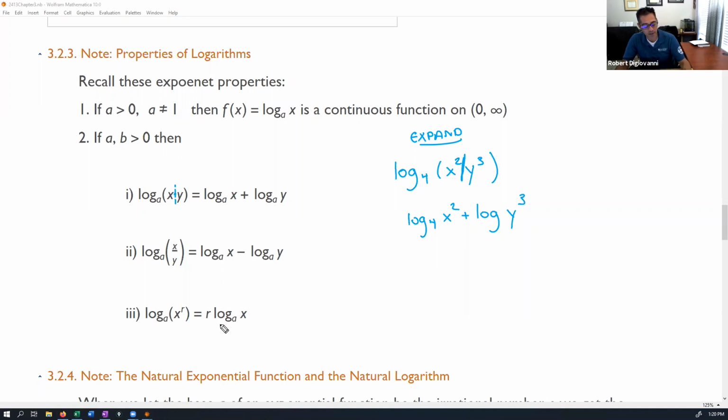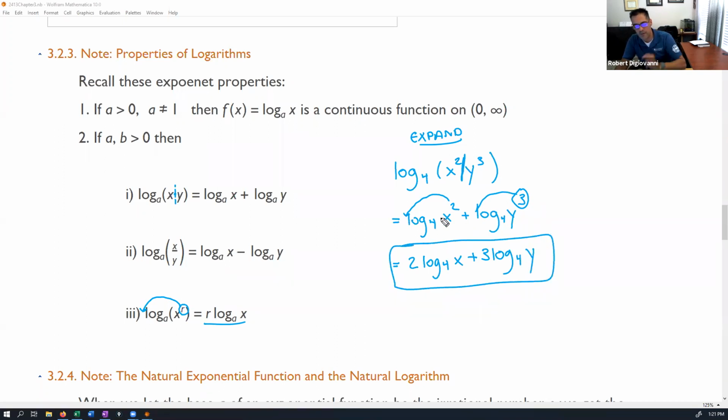And this property is really nice. If you have x to a power, the power can come out in front of the log. That's what this is saying. So if I continue with the problem I was just working on here, I can take that 2 and drop it out front, and I can take that 3 and drop it out front to make this 2 log base 4 of x plus 3 log base, oops, I forgot to put the base here, base 4 of y. So that would be the expanded version of this logarithm.